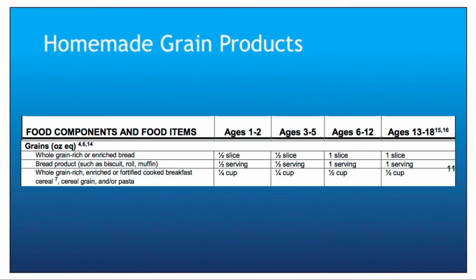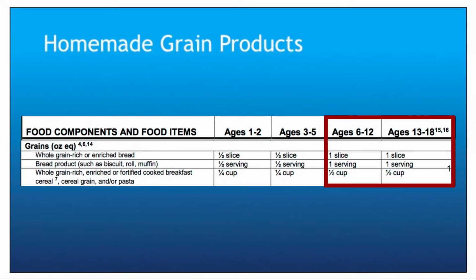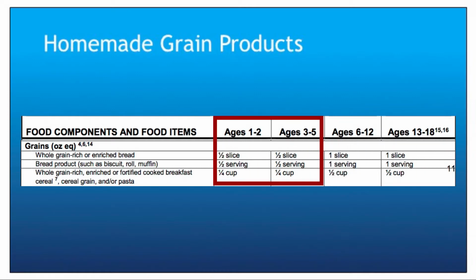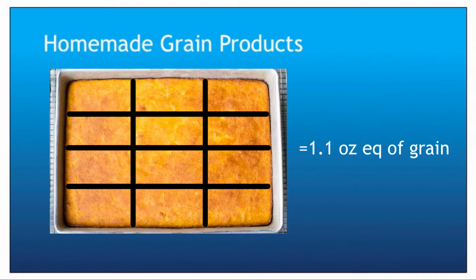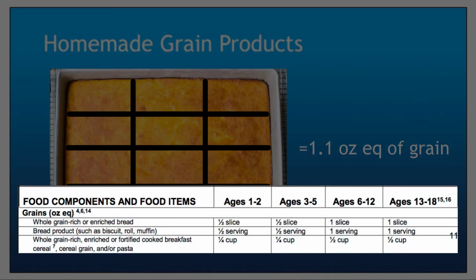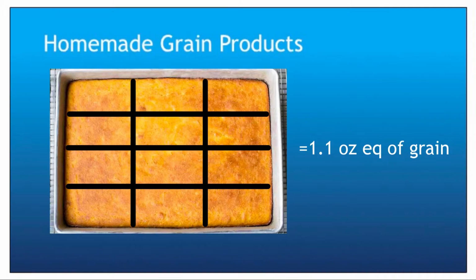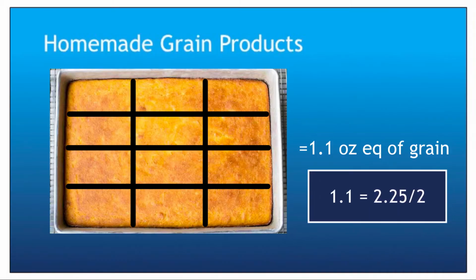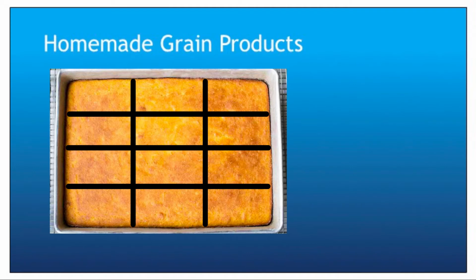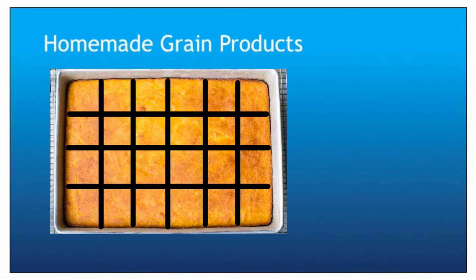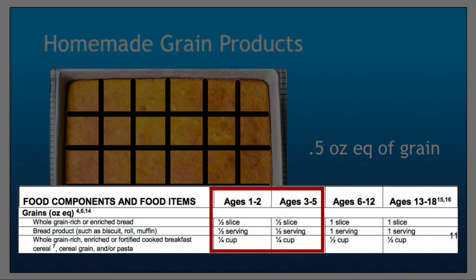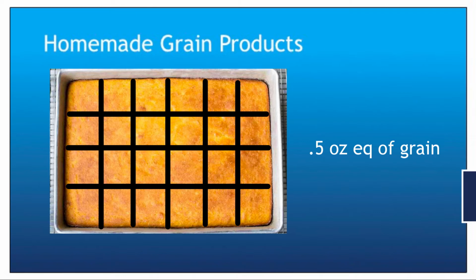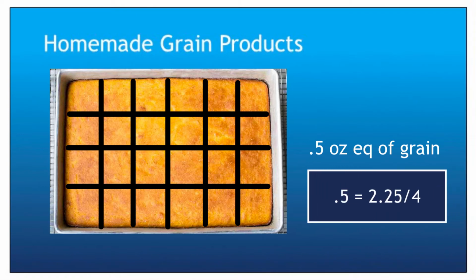To meet meal pattern requirements, school-age children and adults need 1 ounce equivalent, and children ages 1 through 5 years need 1/2 ounce equivalent. Each piece can be cut in half to provide 1.1 ounce equivalents of grain and fulfill the required serving for school-age children. 1.1 was obtained by dividing 2.25 by 2. If cut in quarters, a piece provides 0.5 ounce equivalents and fulfills the required serving for children aged 1 through 5. 0.5 was obtained by dividing 2.25 by 4.